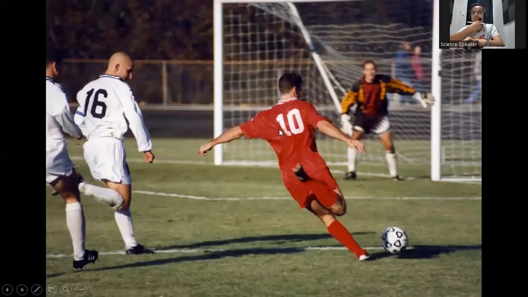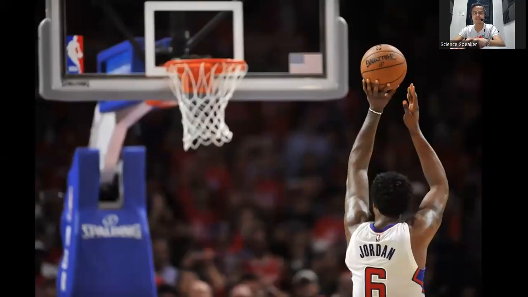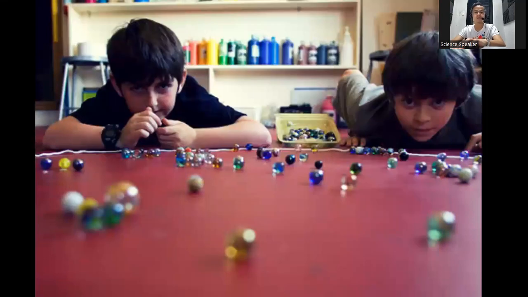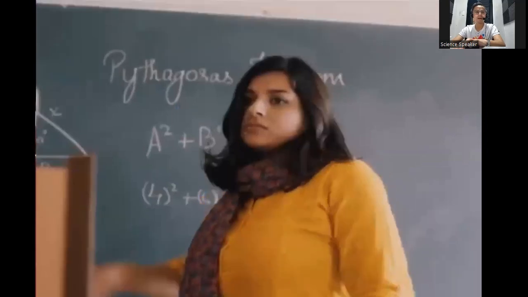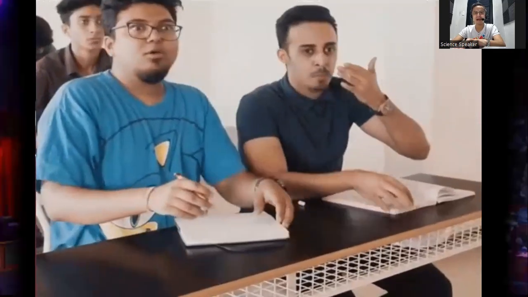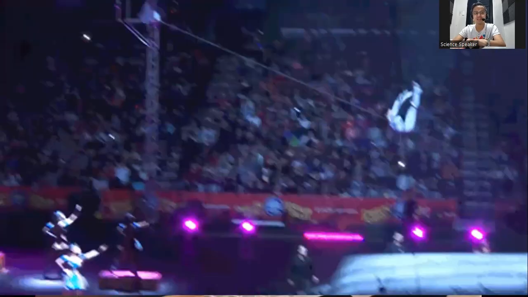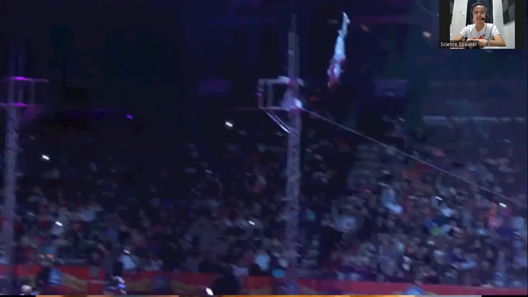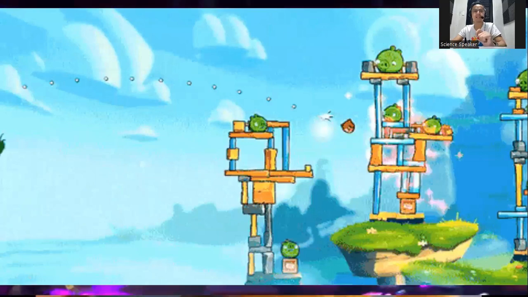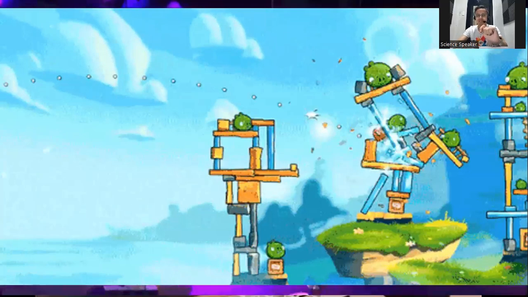Now we have examples here. Meron tayong mga sports like soccer, tapos volleyball, lawn tennis. And you also have here a human cannon, no? Sa human cannon ball pala. And you also have here ang pinakasikat nga dula sa una, which is ang Angry Birds.